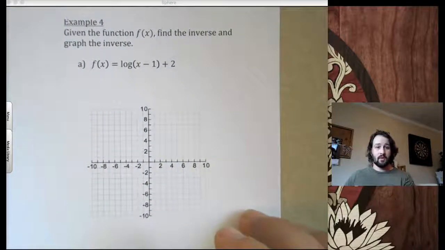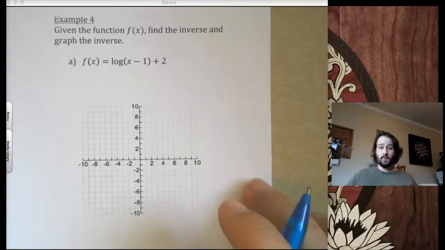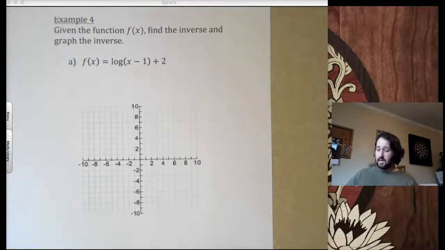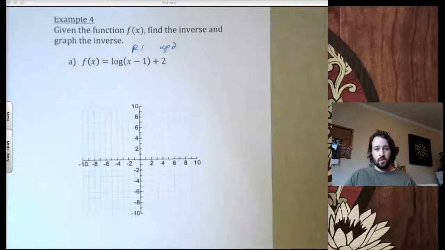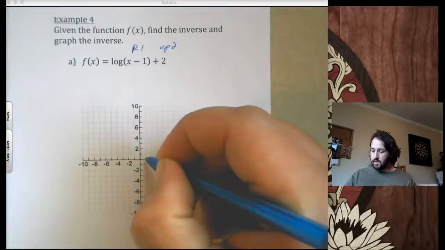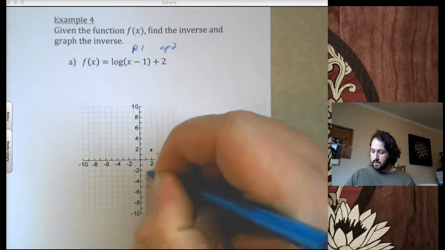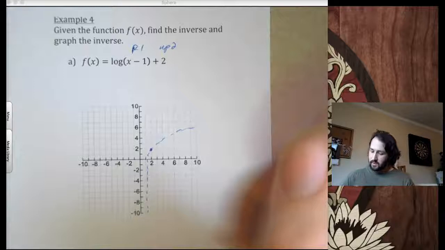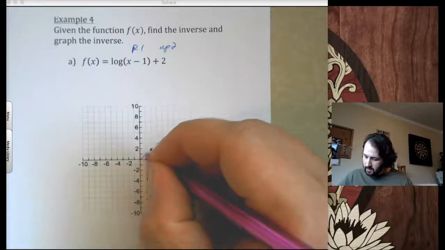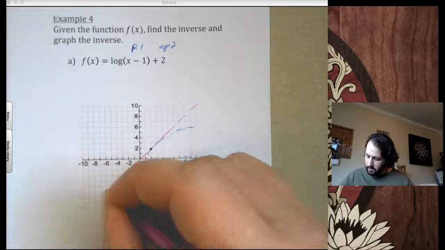Next, we have graph. Given the function f of x, find the inverse and graph the inverse. So remember, for the graphing of the inverse, let's see, this one moves to the right 1, and it moves up 2. So if I take that and I move it right 1, up 2, my x-intercept from here, right 1, up 2, will be something like this in blue. So now if they reflect over the line y equals x, that line is right about there.